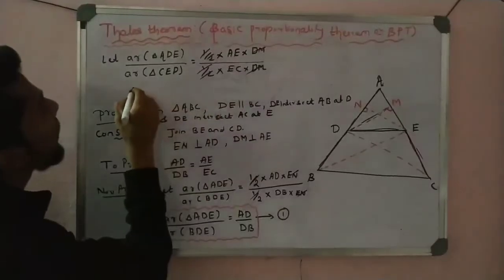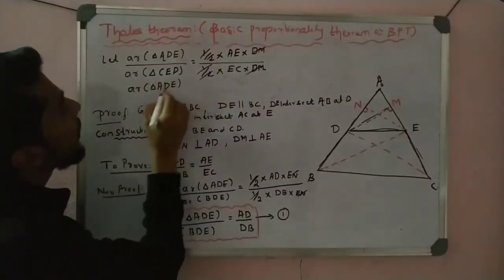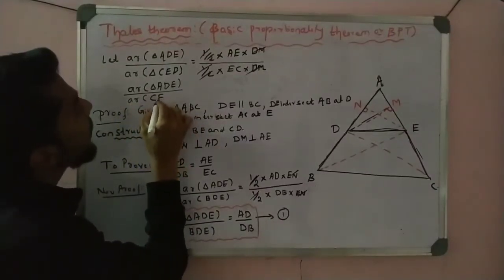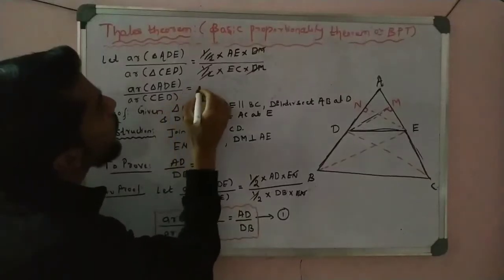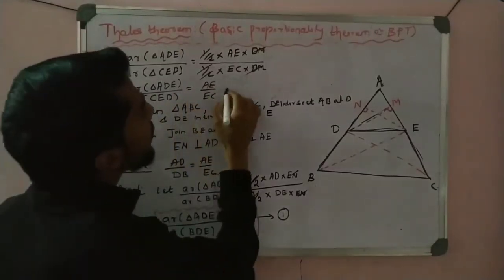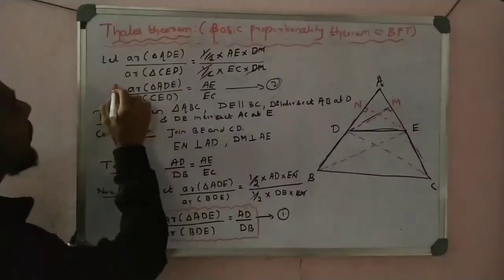So we get the area of triangle ADE divided by the area of triangle CED is equal to AE by EC. This is called equation 2.